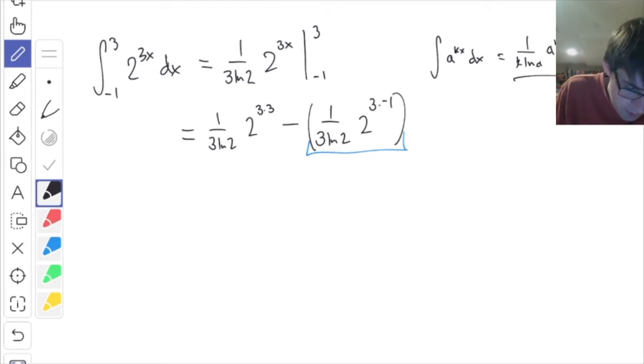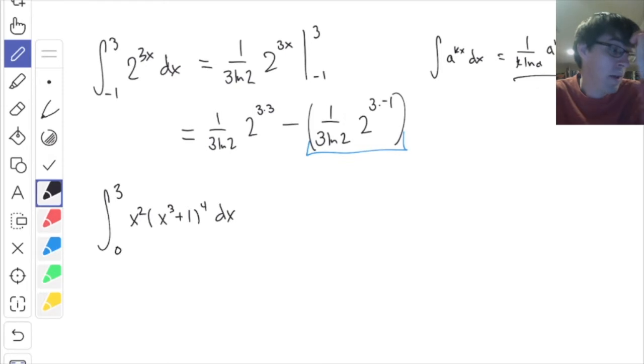This one is actually considerably more difficult than the other two. The integral from 0 to 3 of x squared times (x cubed plus 1) to the 4 dx. What makes it harder is that you have to do the u substitution in this one. The expression inside the integral is too complicated to just immediately say what the antiderivative is. So you've got to do the substitution. I hope you remember how to do the substitution.